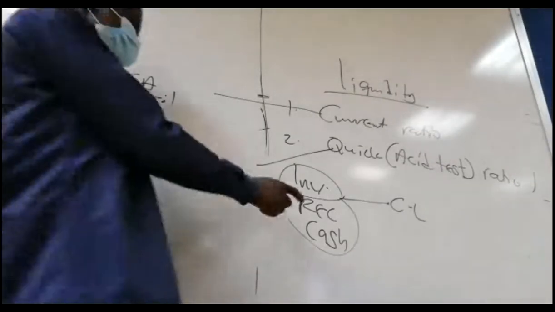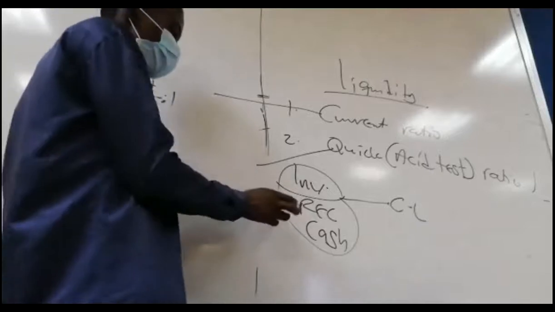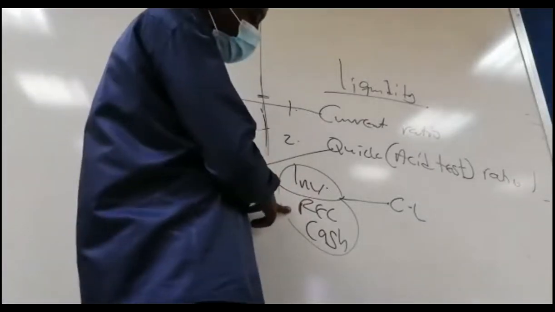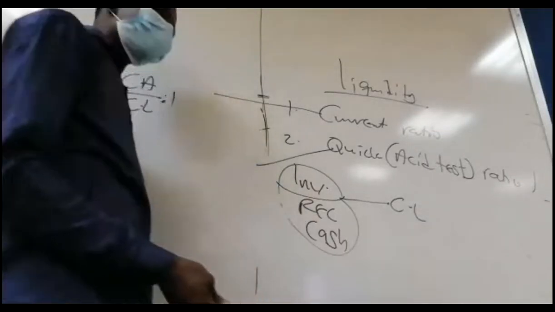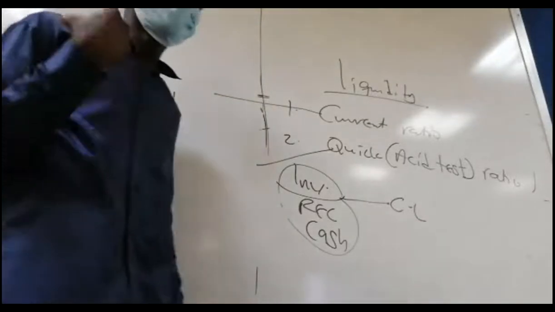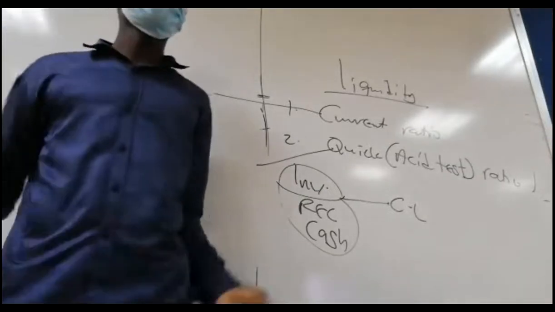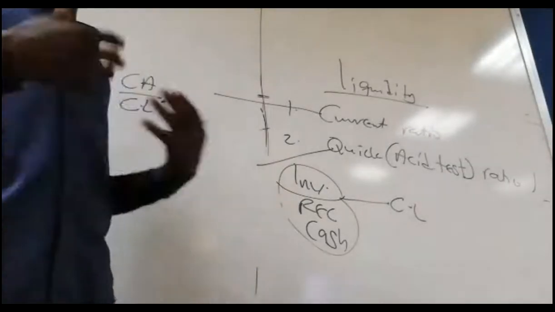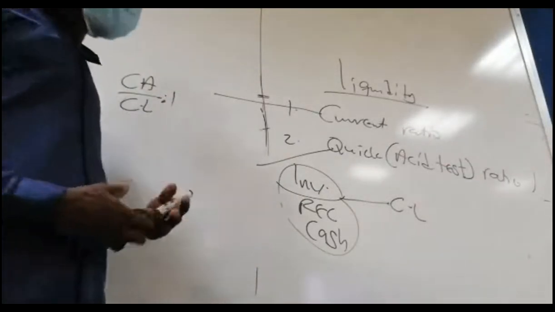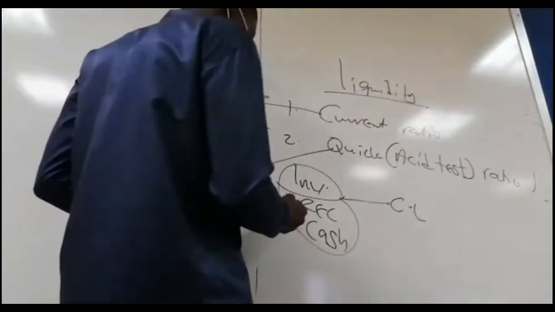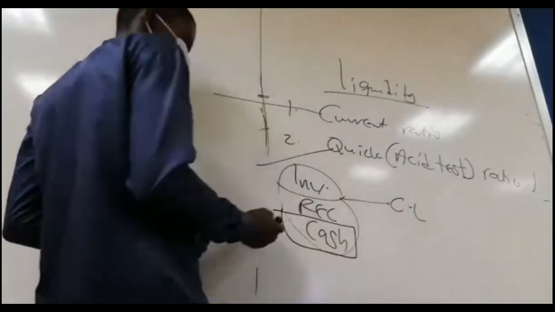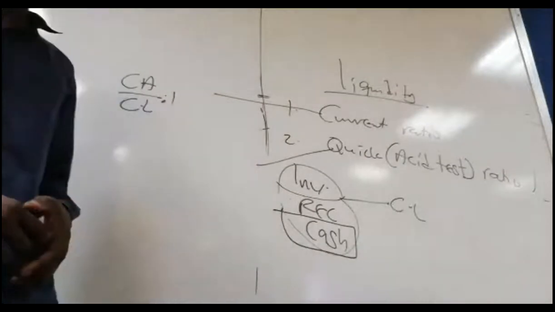Even receivable. If someone is owing you, you can tell the person, someone's owing me, I'm going to take the money and come and settle you. It's a bit okay. If the pressure is too much, go and sell the debt, factor the debt, and then get some proceeds. Good. For a bank, most banks don't use receivable. They just pay the cash.